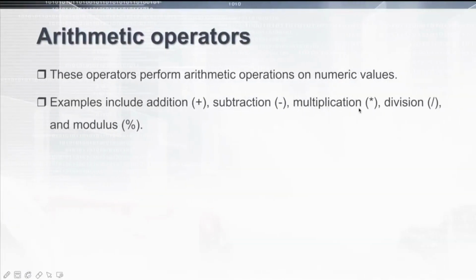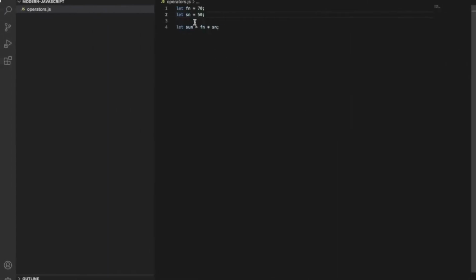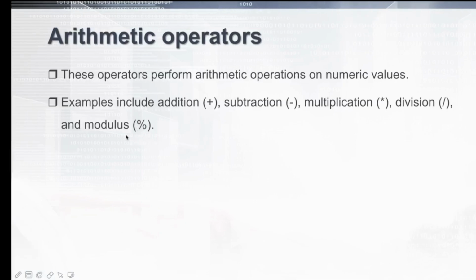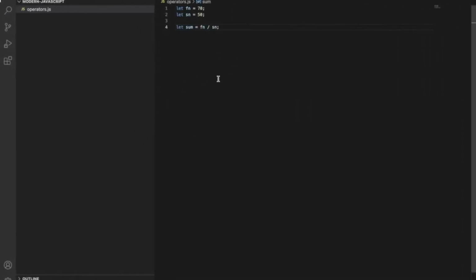Then we have division. This operator is used to divide two numbers. So if I have first number and second number and I need to divide them, I can do this. I can divide first number by second number and I get the answer. Then the last operator is modulus. This is used to get the remainder when you divide two numbers. So if I divide first number by second number, it will give me the remainder.